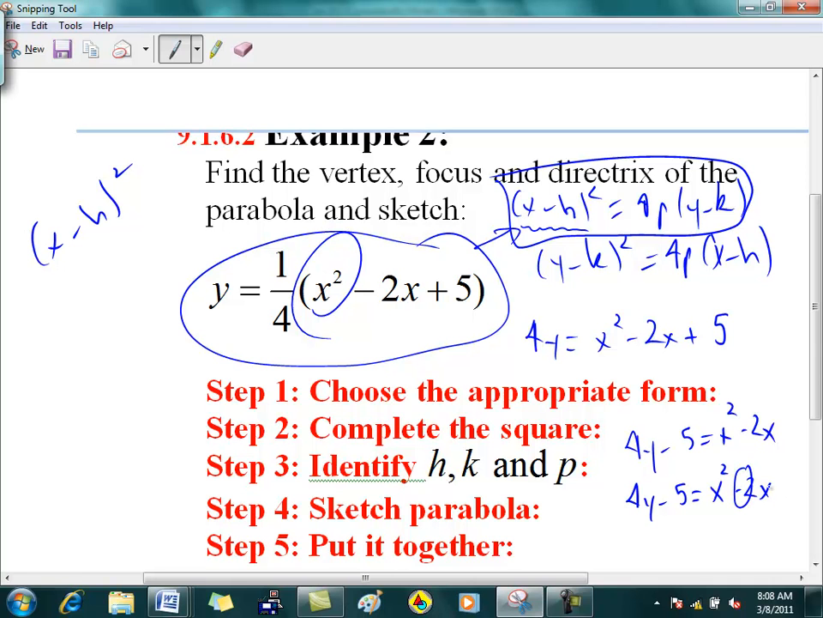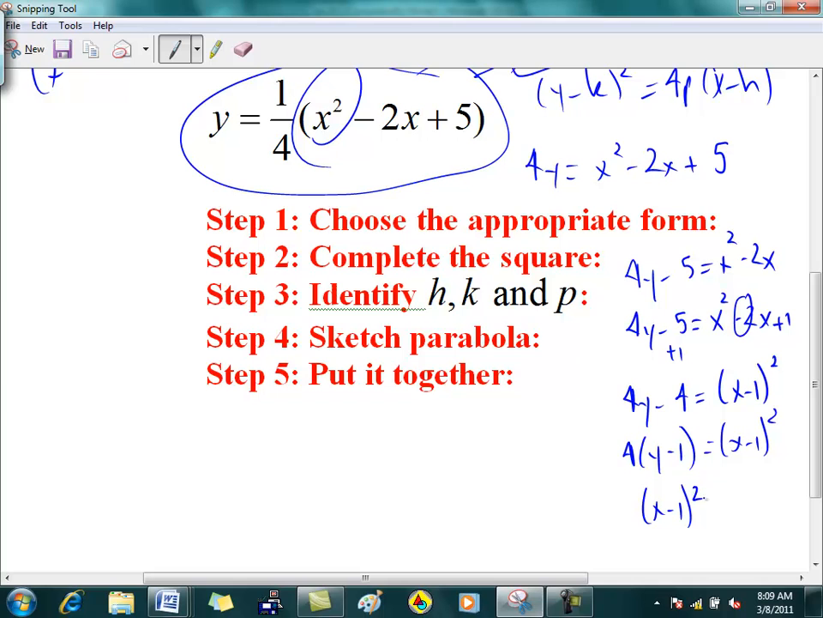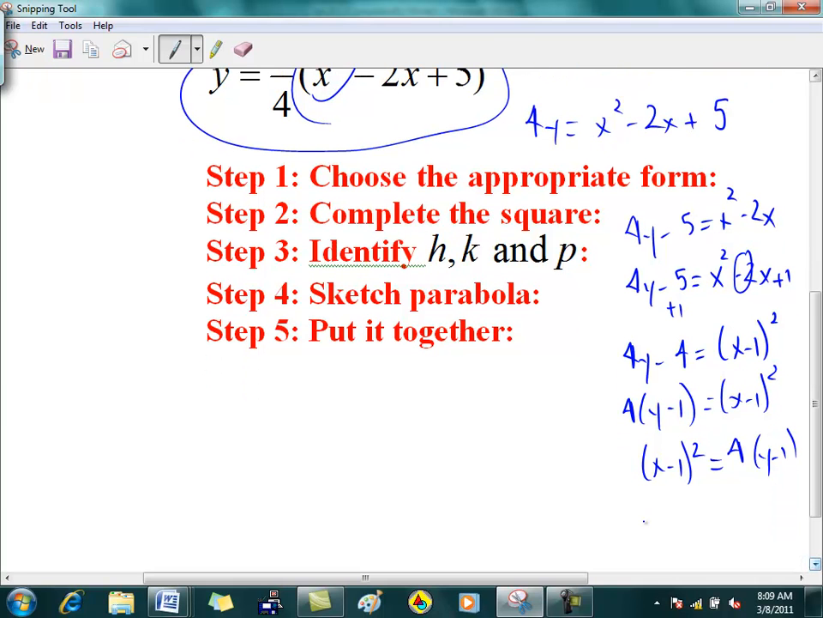You take half of this and you square it and you add to both sides, okay? Remember to add it to both sides there. Is everybody with me on this? Okay, so then this becomes 4y minus 4 equals x minus 1 quantity squared, which makes it, and since I'm so anal, I'm going to put it in this form here. Okay? So then this compares to what we had for the standard form.